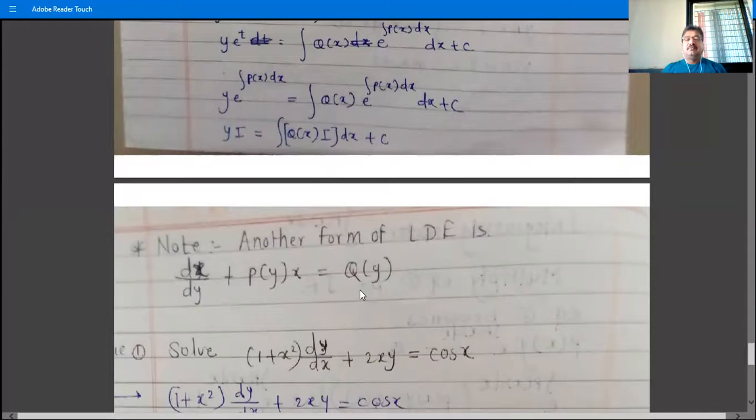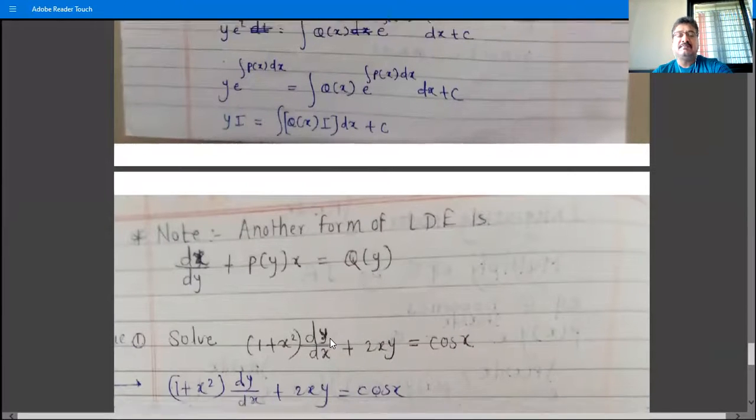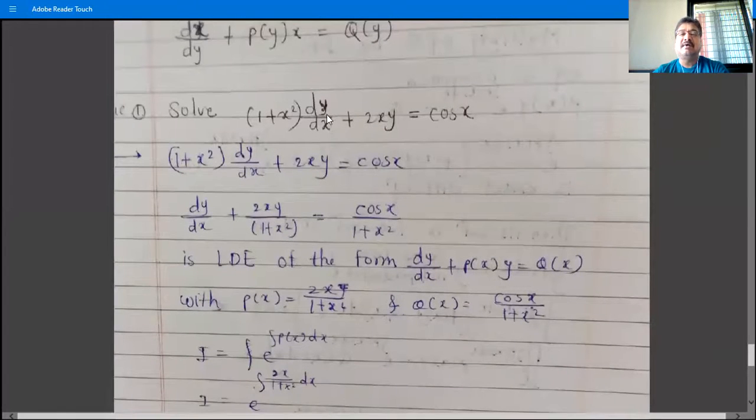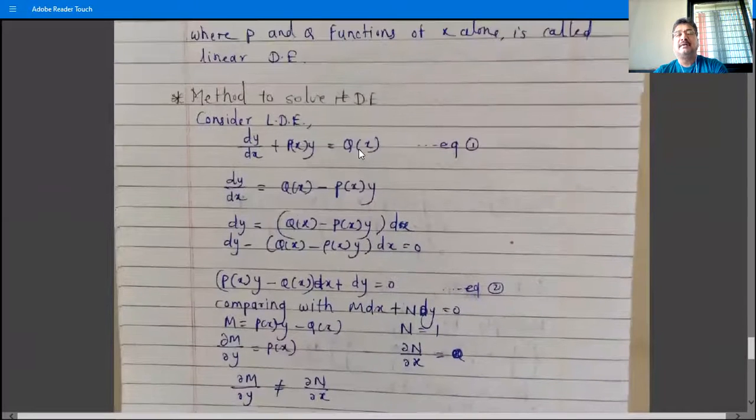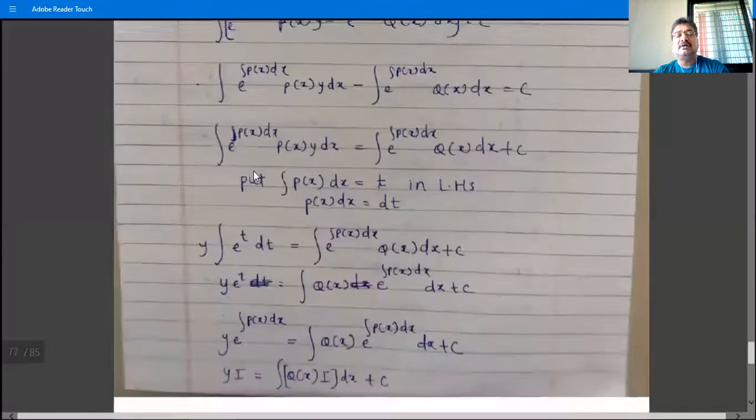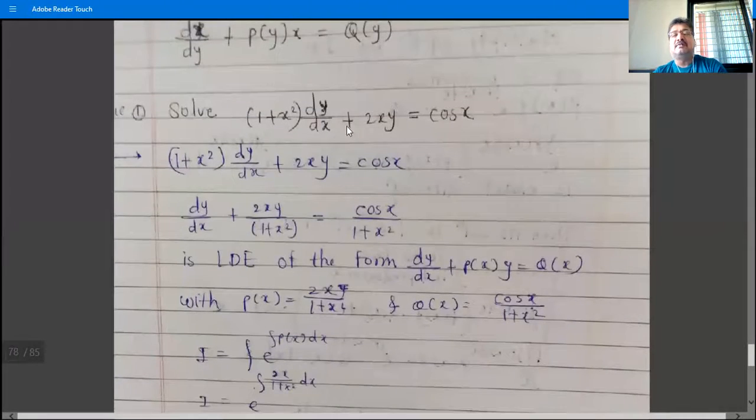So a problem on the linear differential equation: solve (1 plus x square) dy by dx plus 2xy is equal to cos x. Actually this is not in the form dy by dx plus P(x)y is equal to Q(x). The given problem is not always in that form. We have to reduce that problem to that form. So dividing by 1 plus x square throughout, we have dy by dx plus 2x divided by 1 plus x square times y is equal to cos x divided by 1 plus x square.